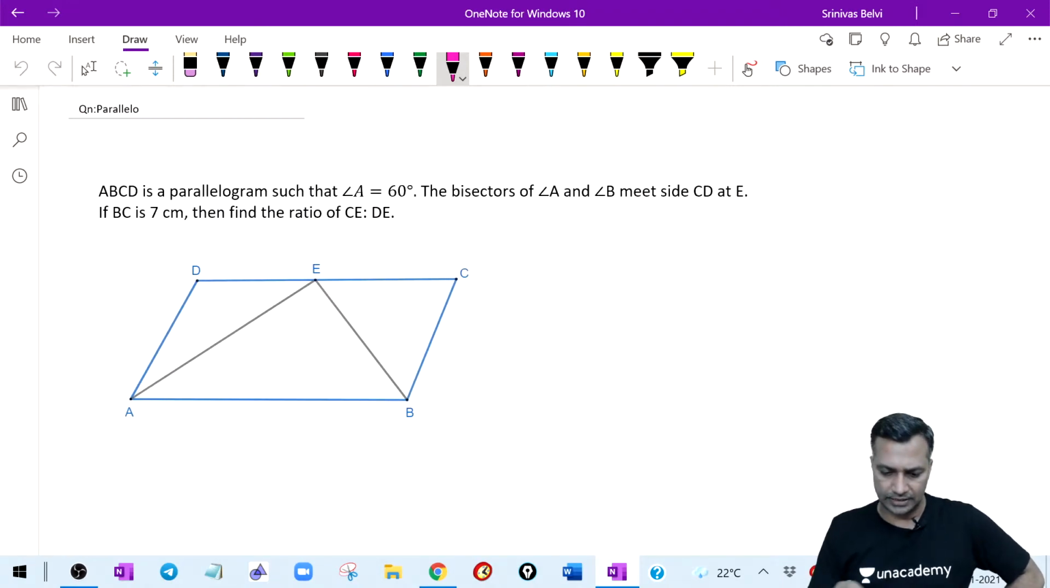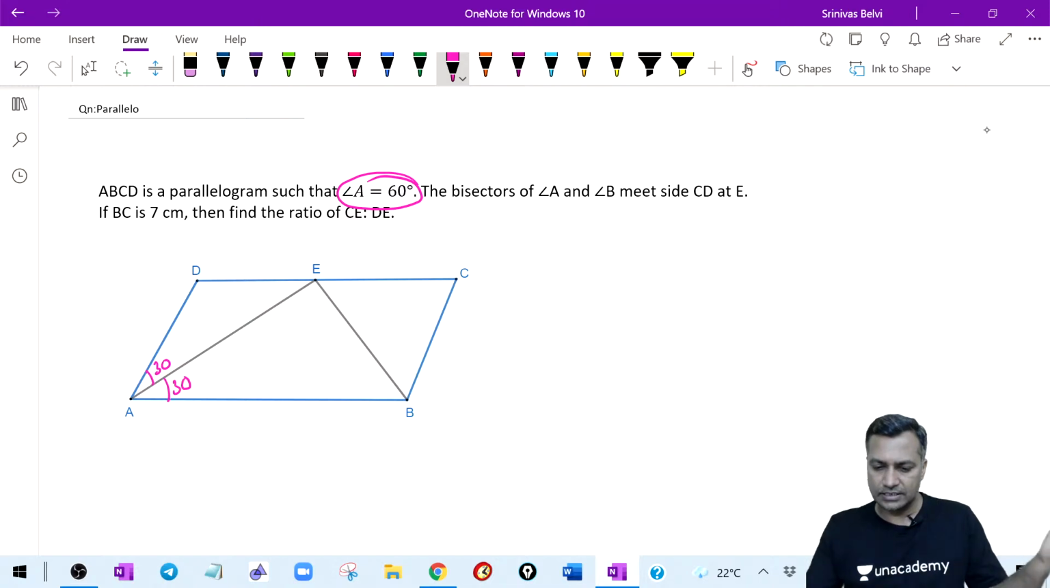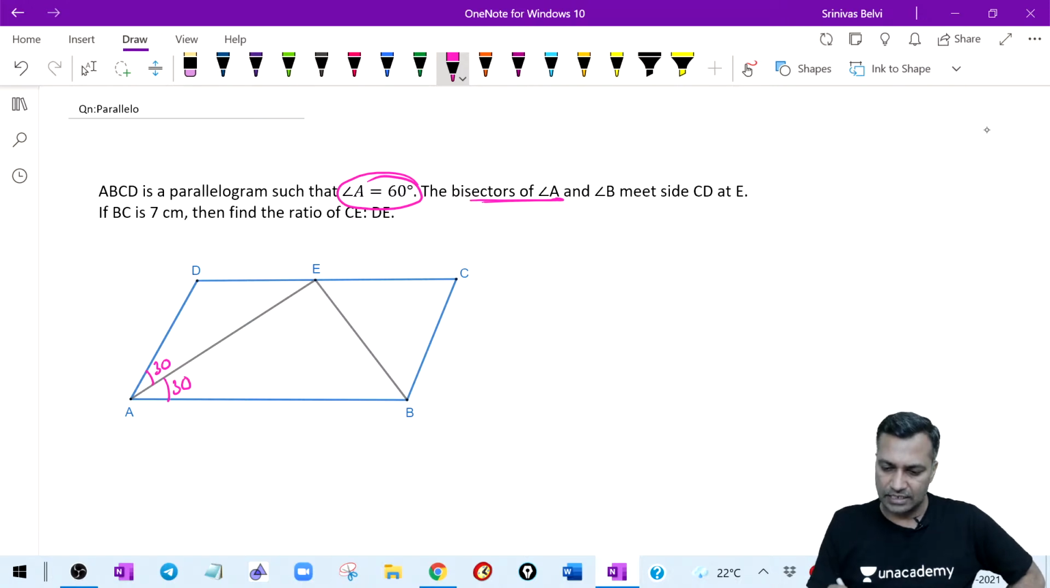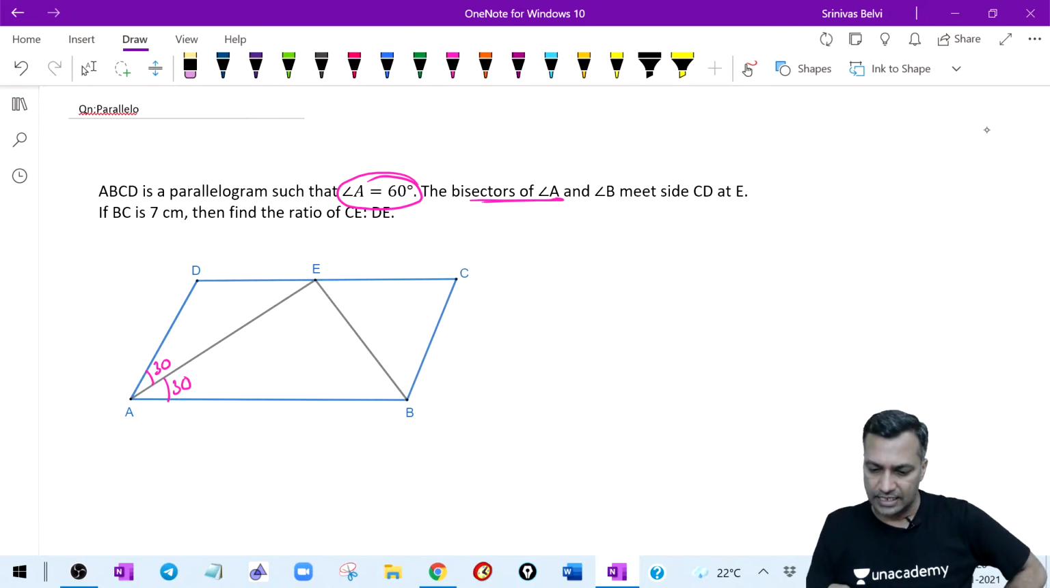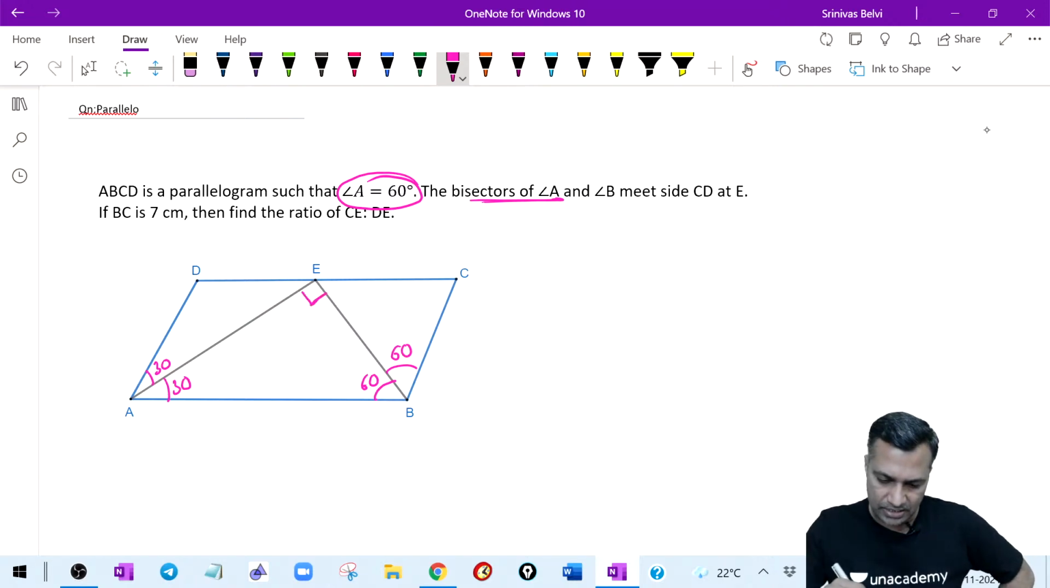The diagram might look something like this. This is 30 degrees and this is 30 degrees. You may wonder how, because angle A is 60 degrees. It's a bisector, so angle A is getting bisected, therefore 30 degrees each. If angle A is 60 degrees, angle B is 120 degrees, since adjacent angles are supplementary. But this is the bisector, therefore 60 each. And I also know that this particular angle is a 90-degree angle.